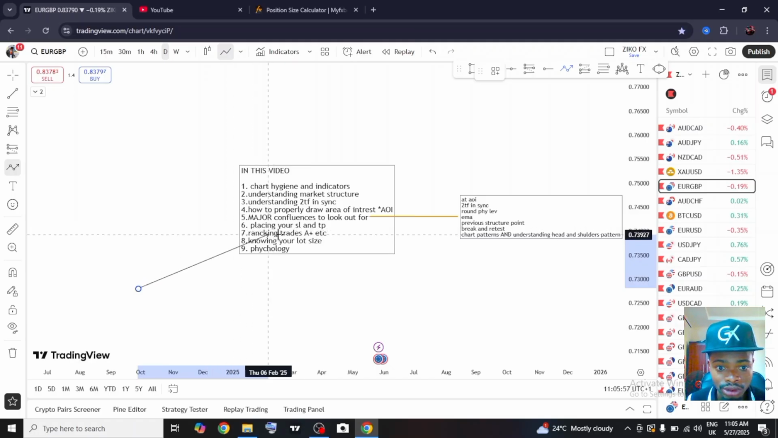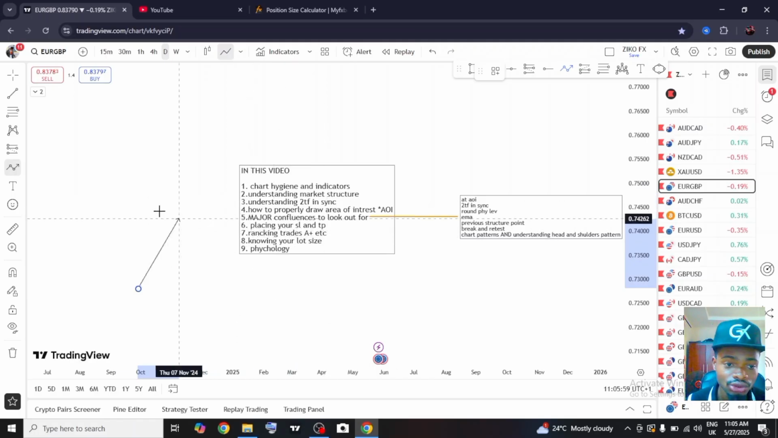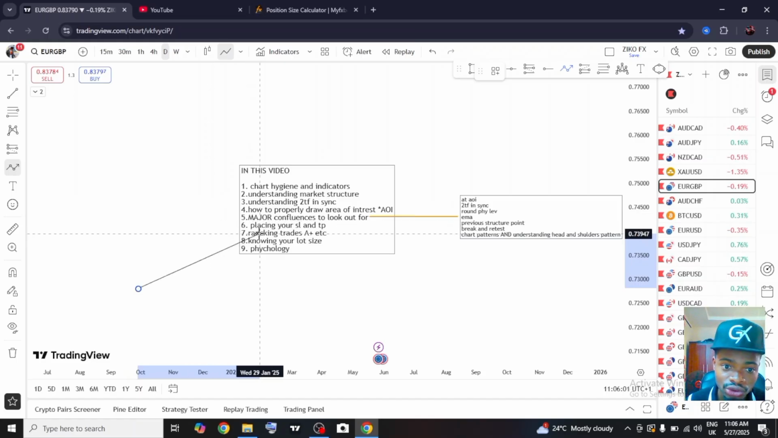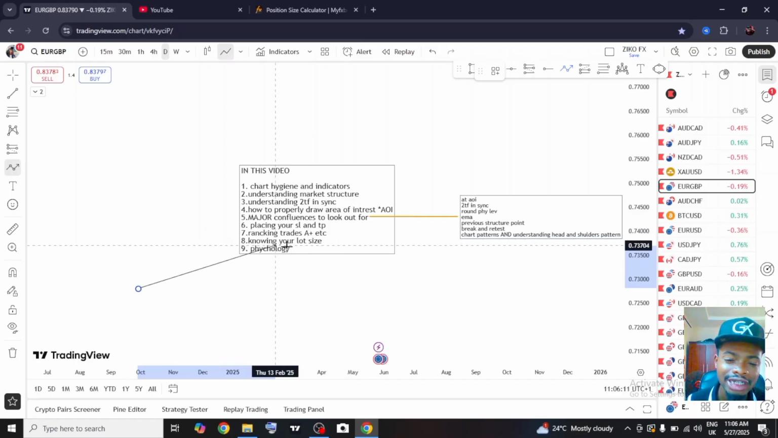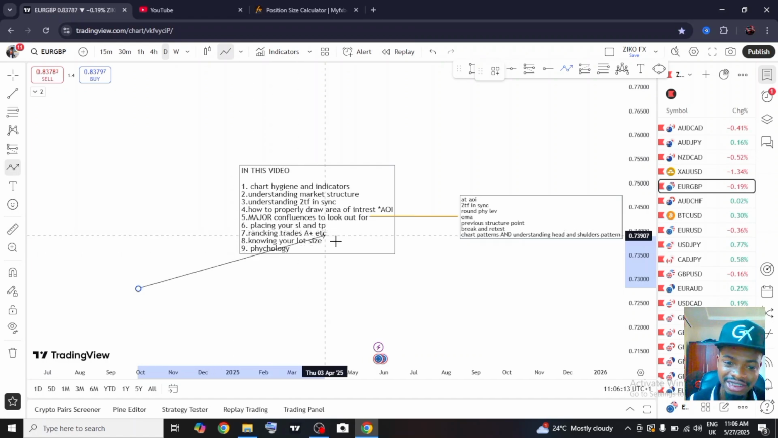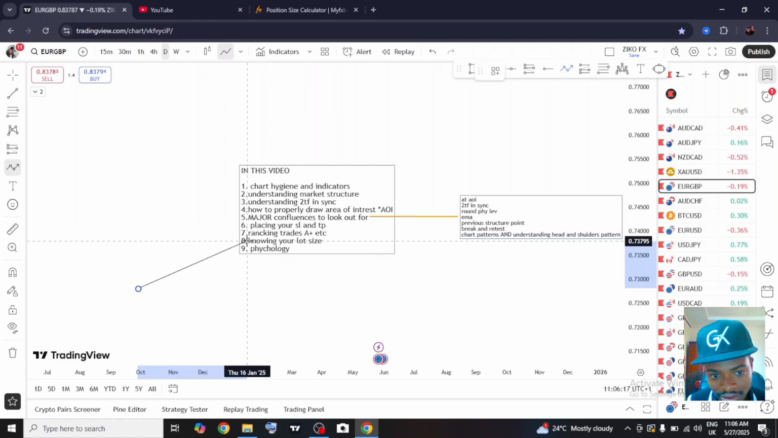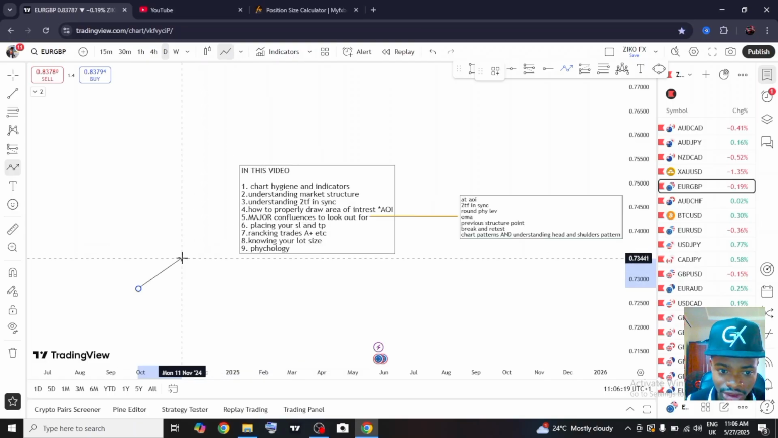7, ranking your trades. You need to know which trade is good for taking. You need to know which one is an A plus setup, B setup, C setup, all those good stuff, right? 8, you need to know how to calculate your lot size. You need to know which lot size to be using, how much percentage you are risking, and all those good stuff. And 9, psychology.